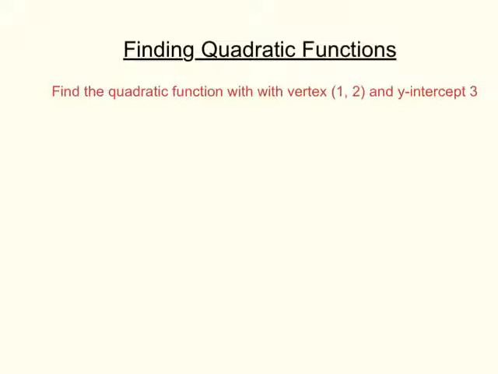So let's look at how we can work backwards. Here we have a quadratic function with vertex (1, 2) and y-intercept 3. So if the y-intercept is 3 and the vertex is (1, 2), we're going to use the vertex form, and that tells us that y is equal to a. We don't know that yet, but if the vertex x coordinate is 1, it's going to be (x minus 1) squared, and the y coordinate is 2, so it's plus 2.